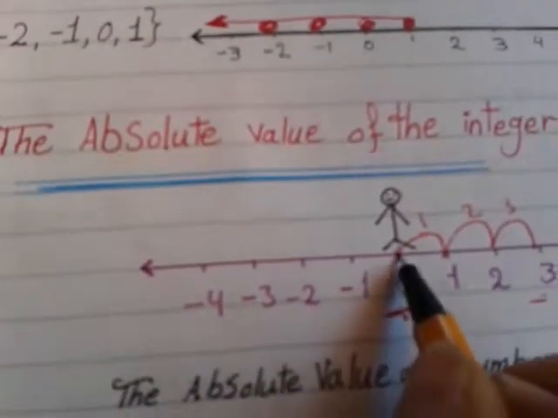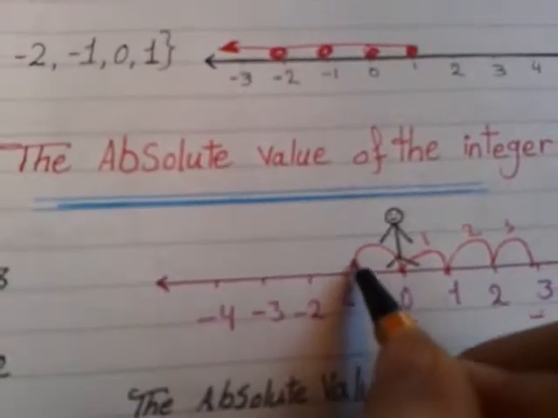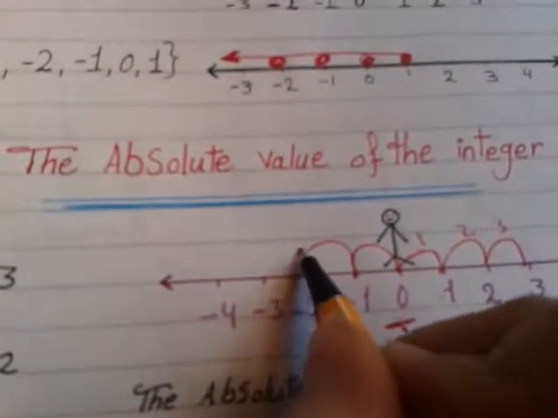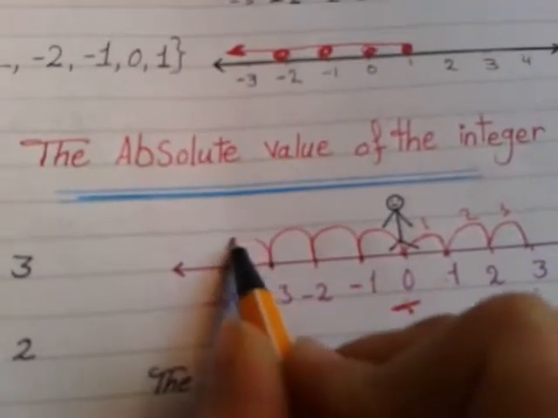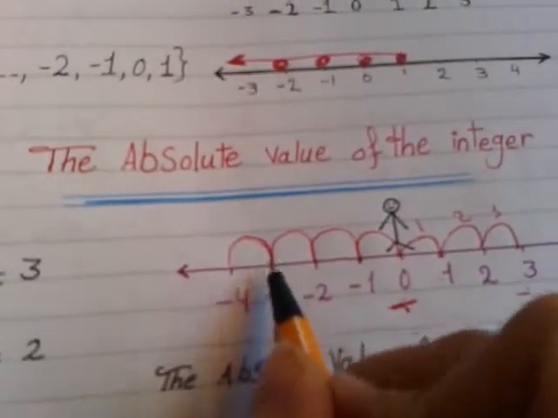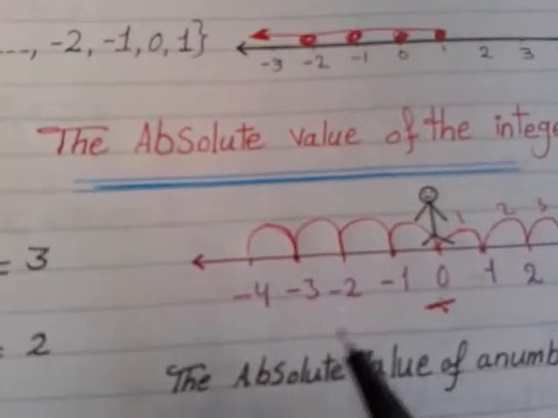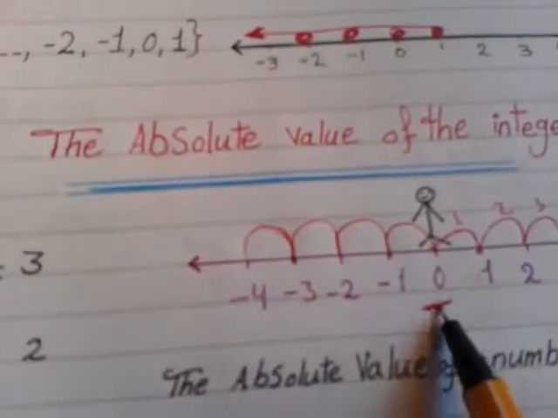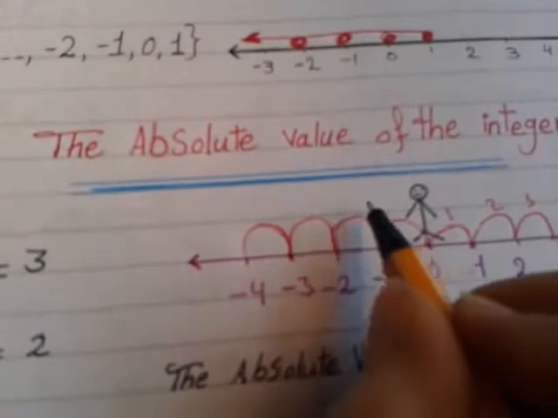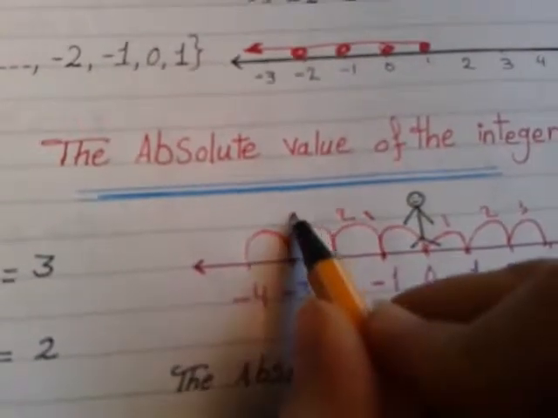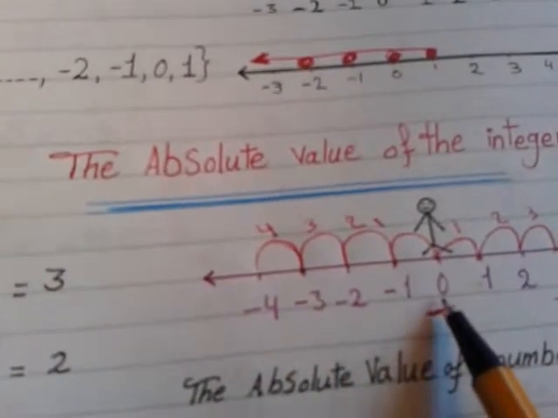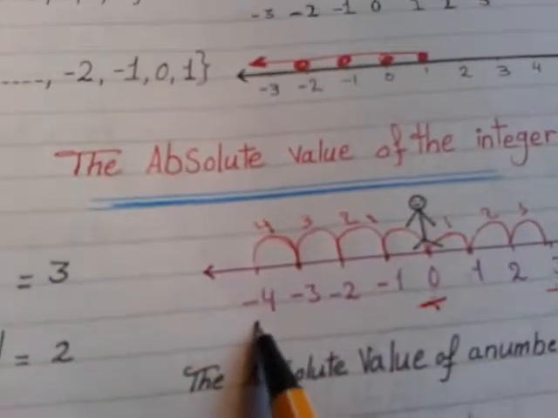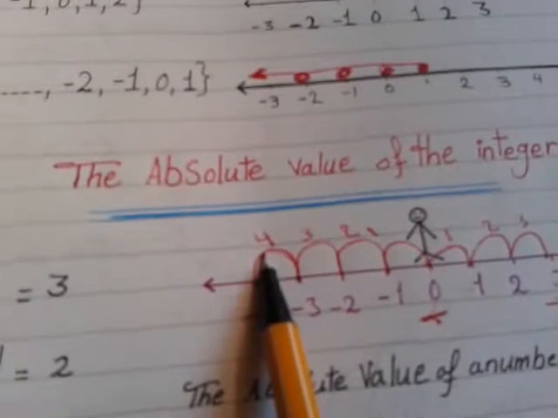So he will make jumps from 0 to negative 1, from negative 1 to negative 2, from negative 2 to negative 3, from negative 3 to negative 4. So let us count how many jumps did Khaled make to reach from 0 to negative 4. 1, 2, 3, 4. So to reach from 0 to negative 4, I need only 4 jumps.